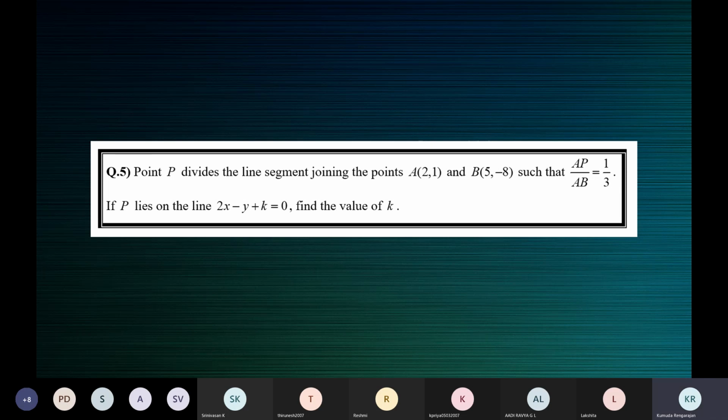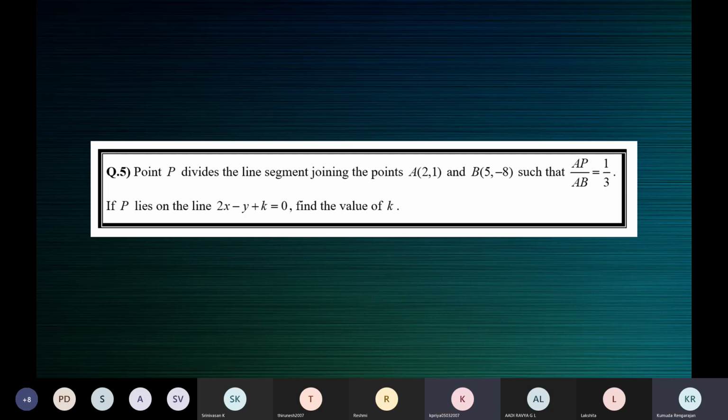Somebody said the coordinates of P. What are they? 3, -2, ma'am. 3, -2. Who is this? Ma'am, Priya. Okay, 3, -2. All right. What's the ratio? Ma'am, 1:2.